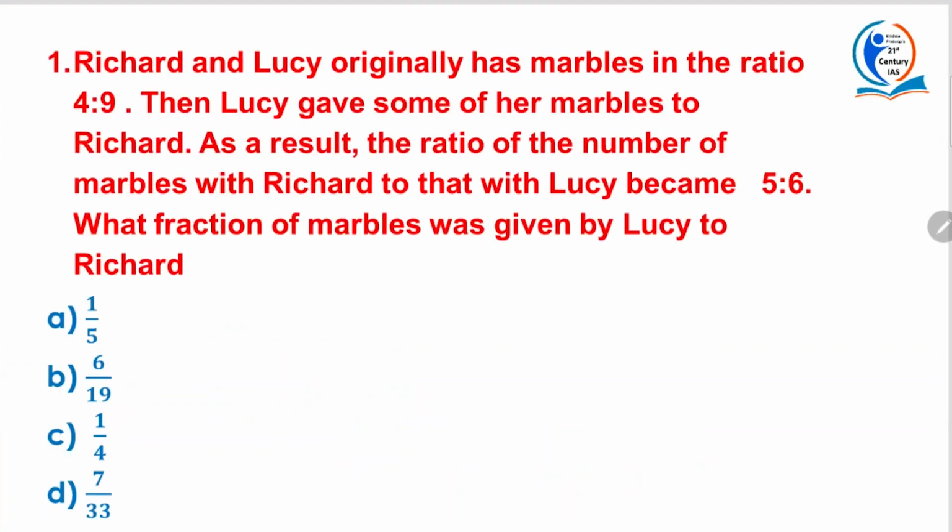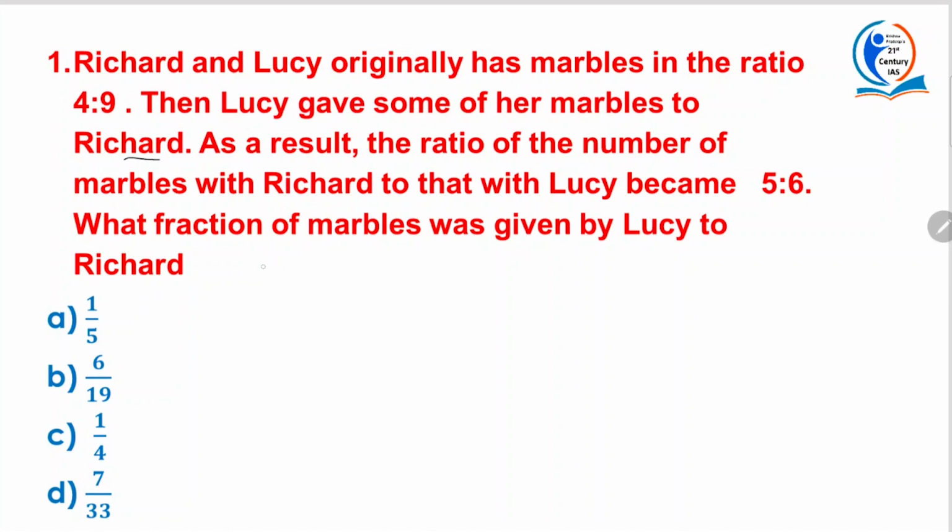Let us look into the first question. Richard and Lucy originally have marbles in the ratio 4:9. Then Lucy gave some of her marbles to Richard. As a result, the ratio of the number of marbles with Richard to that of Lucy became 5:6. What fraction of marbles was given by Lucy to Richard?